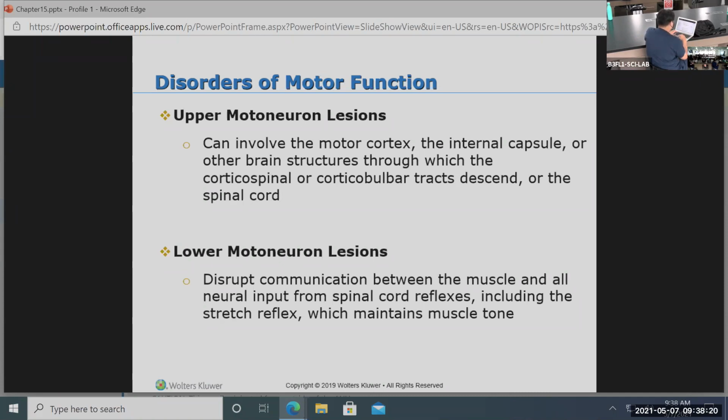So the lower motor neuron, which comes out, disrupts communication between the muscle and all the neural input from the spinal cord reflexes, including my stretch reflex, which maintains the muscle tone, balance, and so forth.